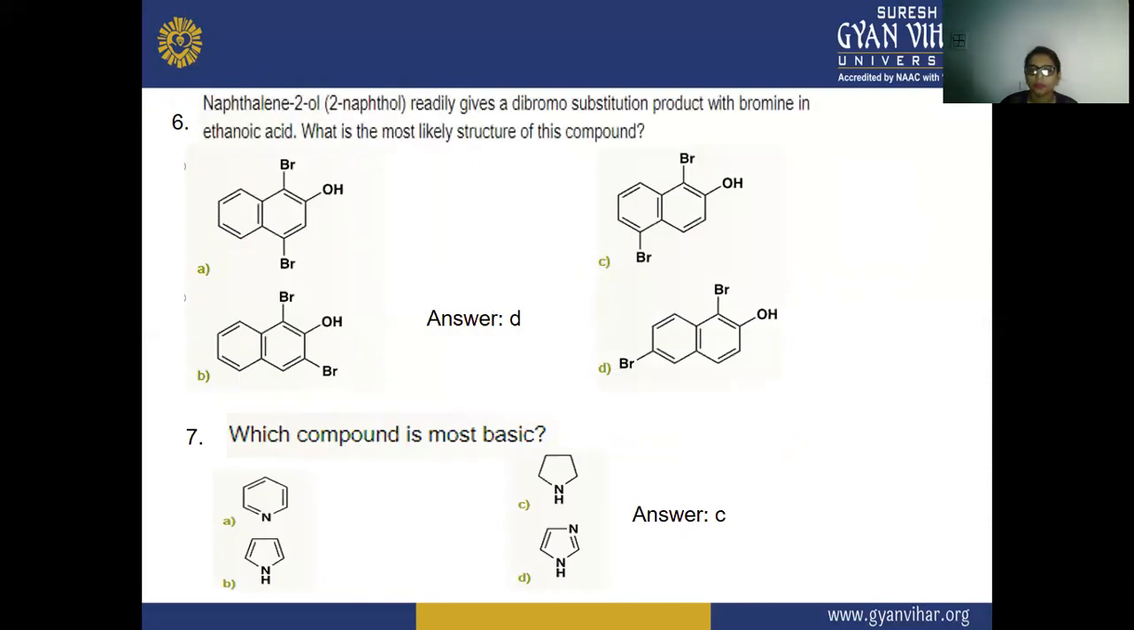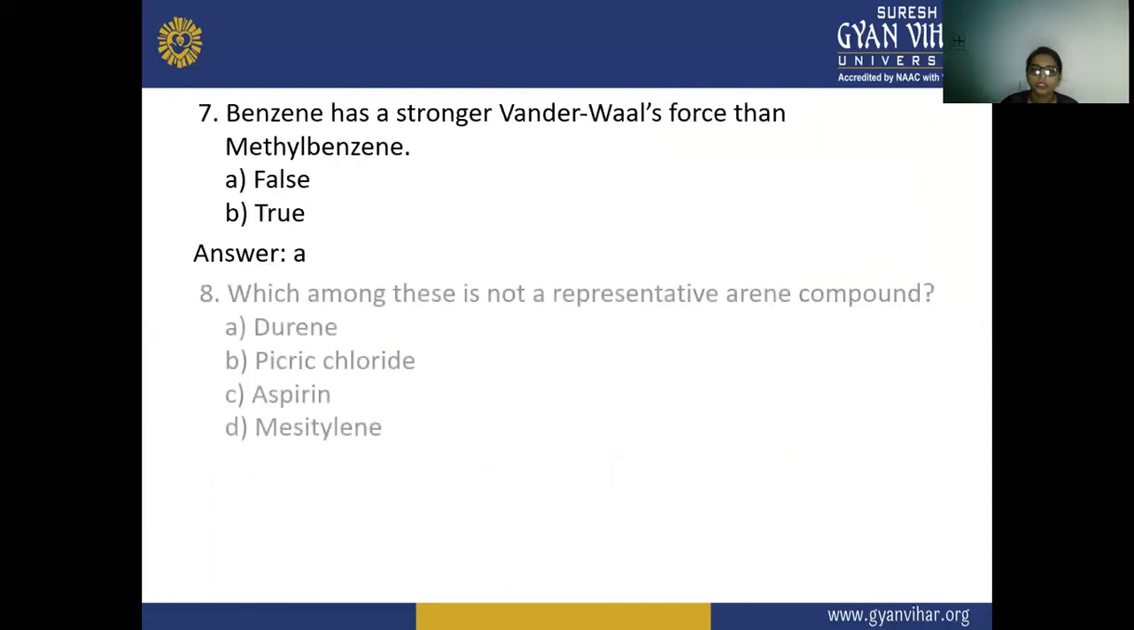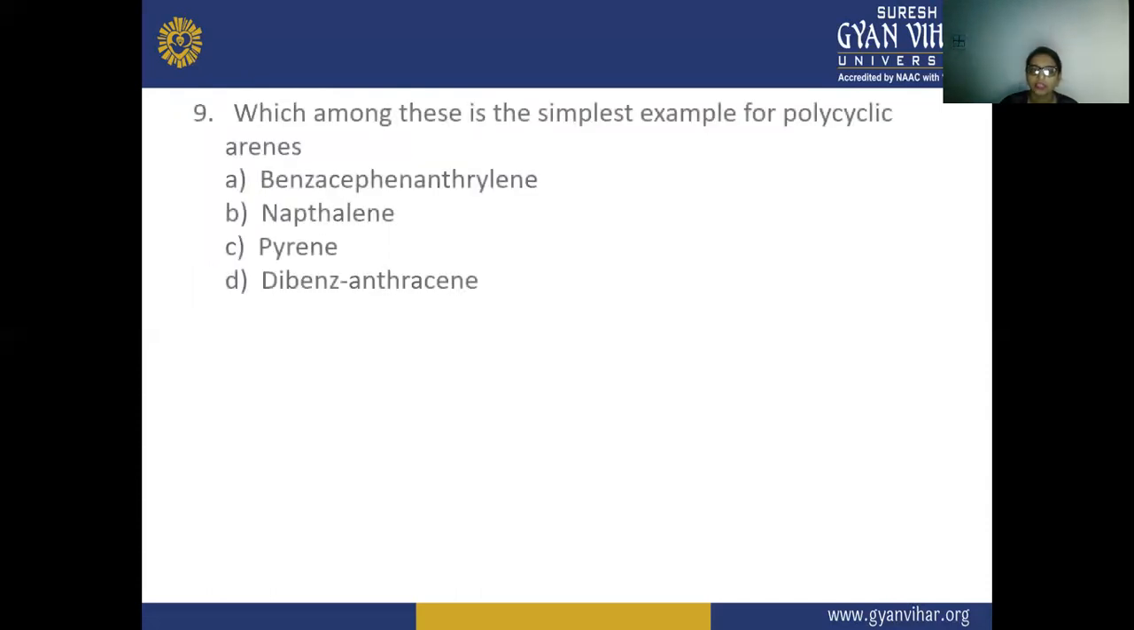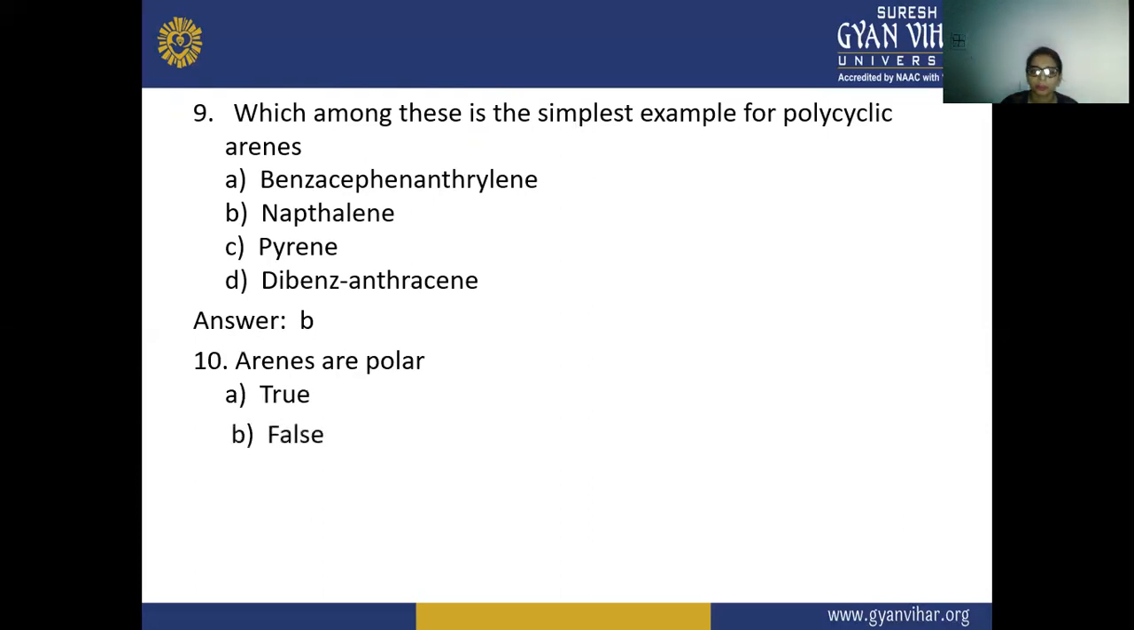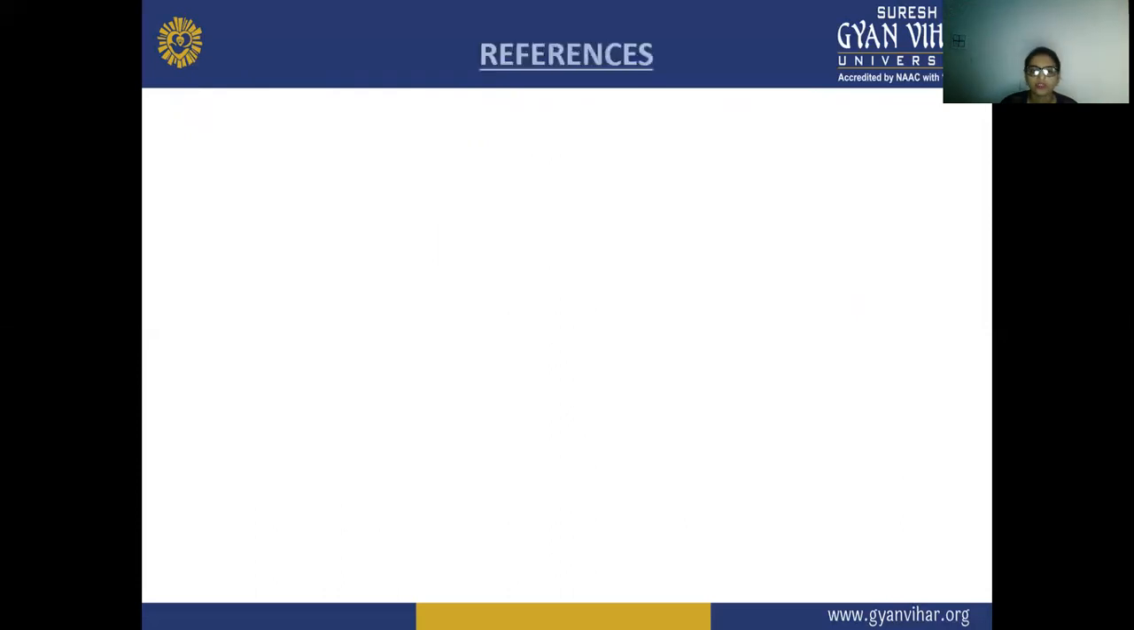Naphthalene gives a dibromo substitution product with bromine in ethanoic acid, and the most likely structure of this compound is D. Which is most basic? That is C. Benzene has stronger van der Waals forces than methylbenzene, that is A, and which is not represented as an arene compound, that is picryl chloride. And which is the simplest example of a polycyclic arene? It is naphthalene. And are the bearings polar or not? That is false.